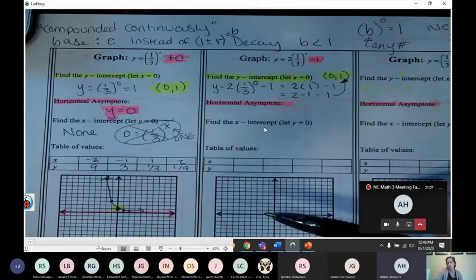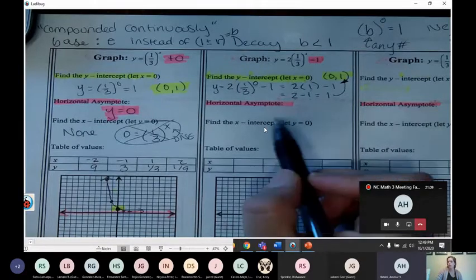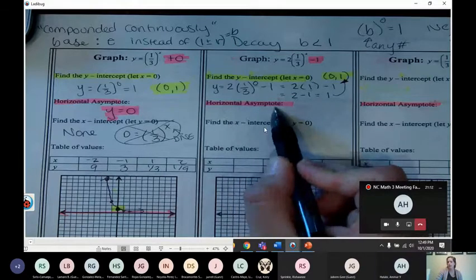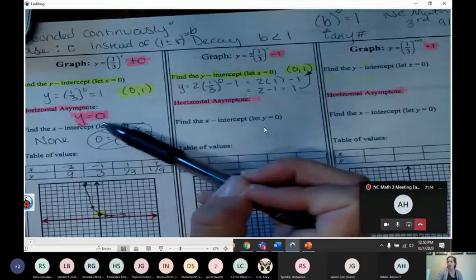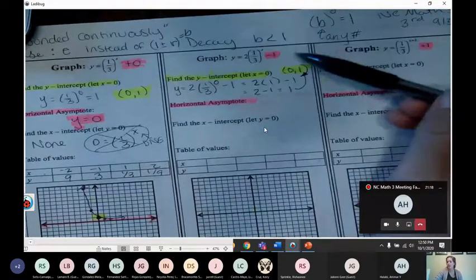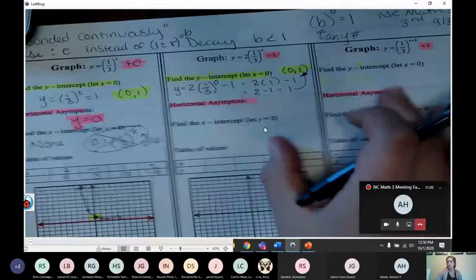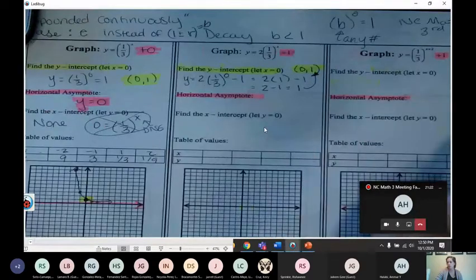Can you say it again? Yeah. So I'm looking for my horizontal asymptote. It's going to be in the form y equals some number, and the number comes from the end of the function. So what am I going to write for the horizontal asymptote for this graph?